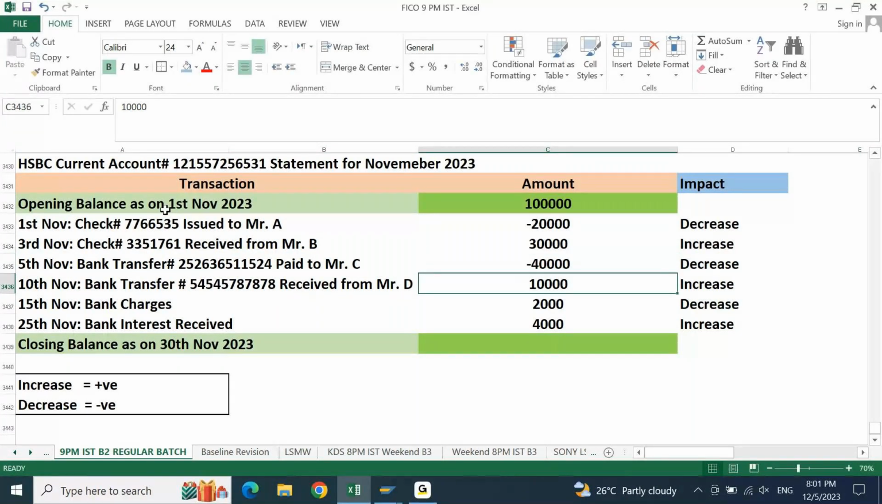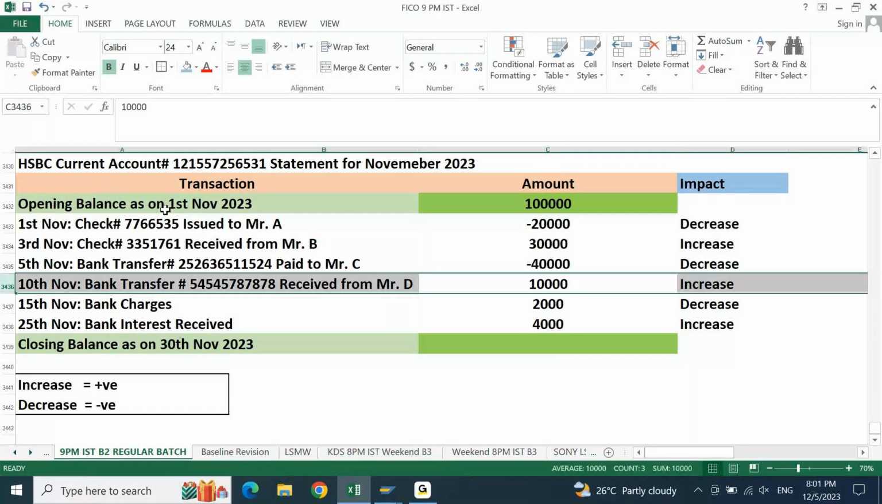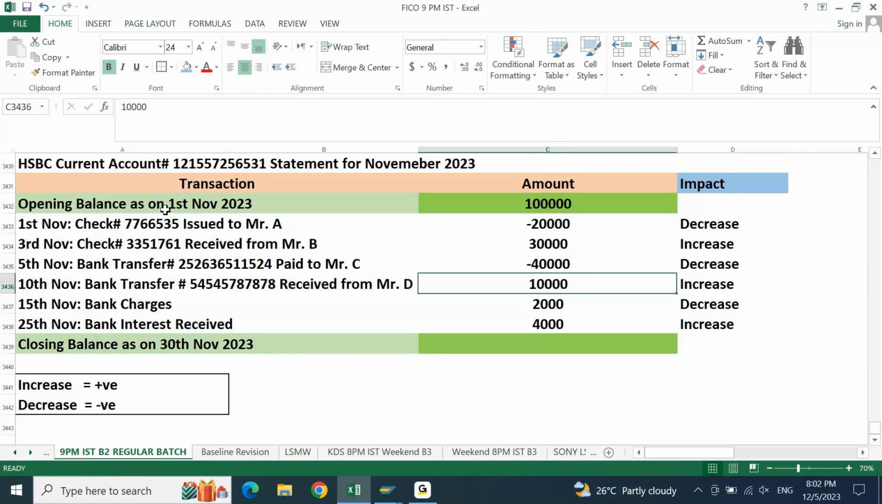After that we are writing bank transfer received from Mr. B. This is another payment that we received from Mr. B. When you receive any payment from any customer or from any source, your receipt is going to increase the bank account balance. For an increase in bank account balance, you are not going to put any sign, because that will be a positive number. I am not putting any sign here, it will be positive.